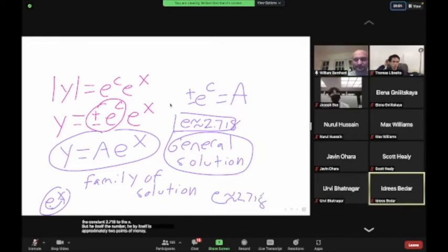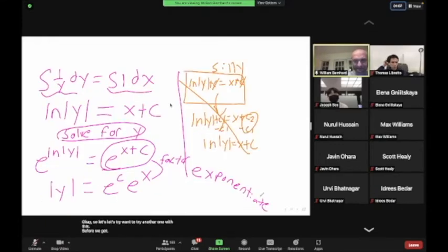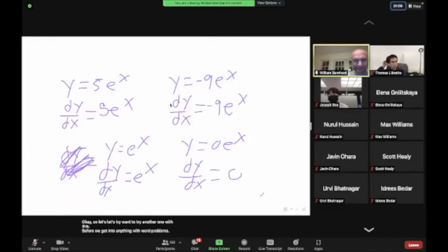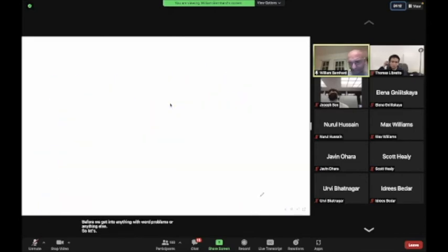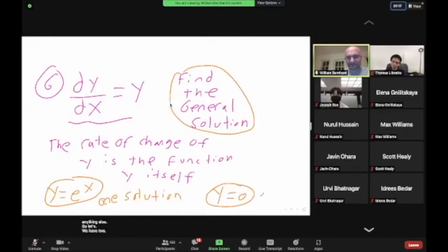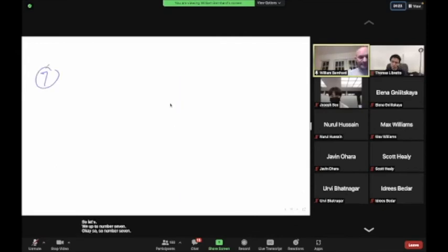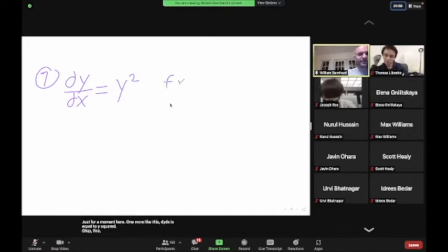Okay, so let's try another one with this before we get into anything with word problems or anything else. All right, we are up to number 7. Let's try just for a moment here one more like this. dy dx is equal to y squared. Find the general solution.